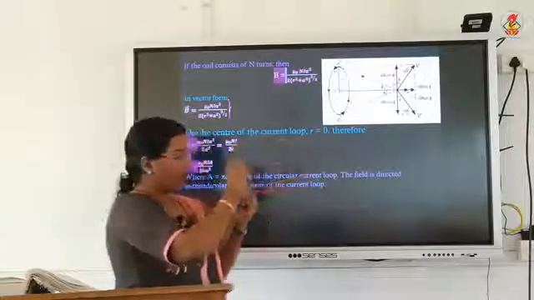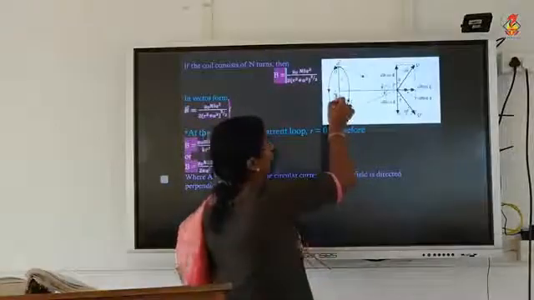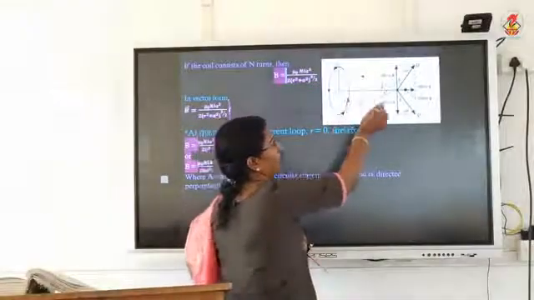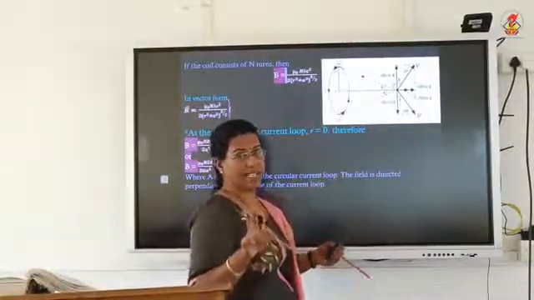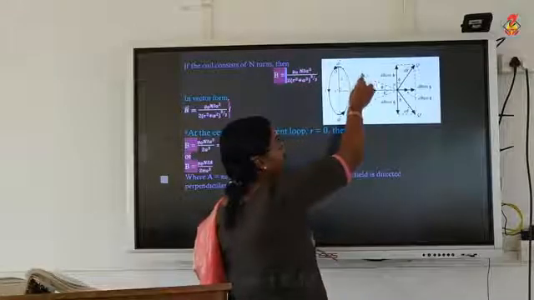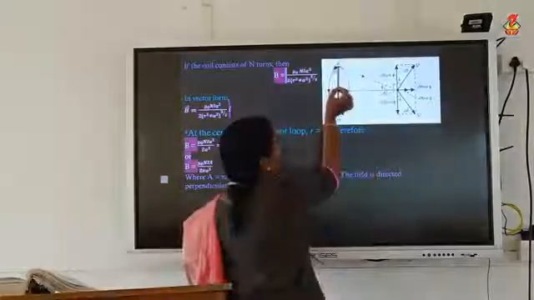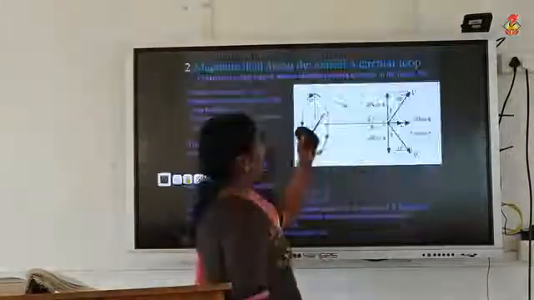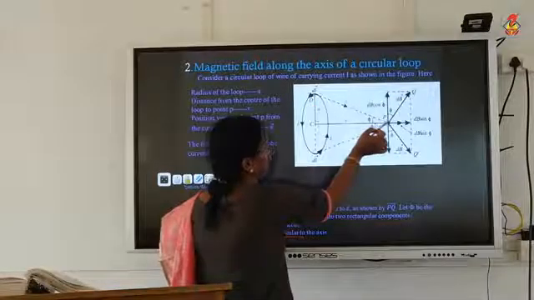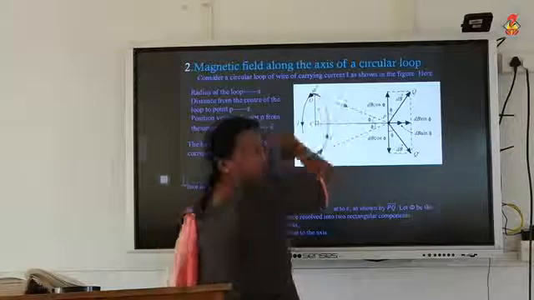Okay. Now, in our case, I have taken R as the distance from the center of the coil. Center of the coil is C. From the center of the coil to point P, R is the distance, not the displacement vector. And S is the displacement vector from my current element dl to point P. This is my displacement vector, here is my current element.